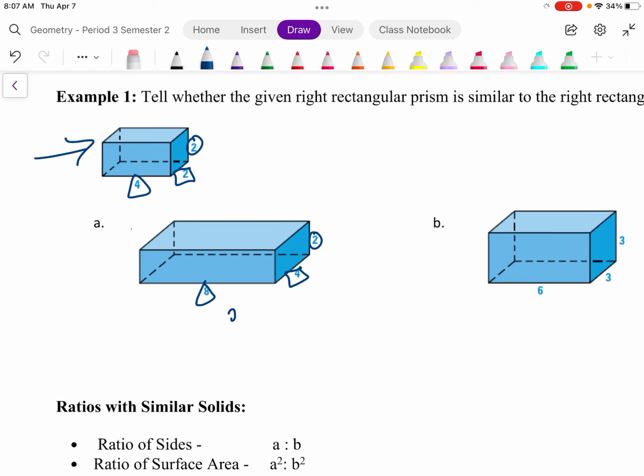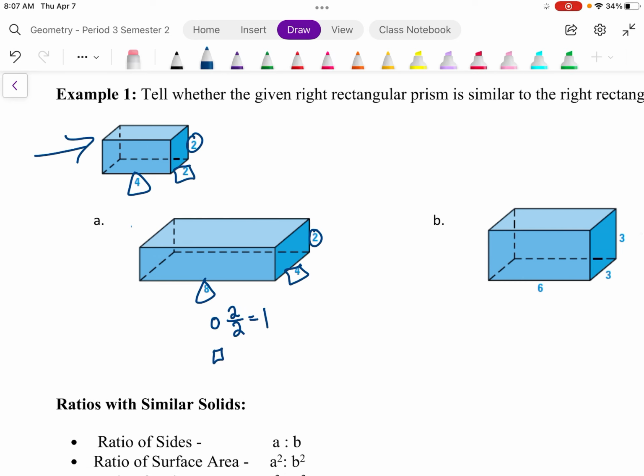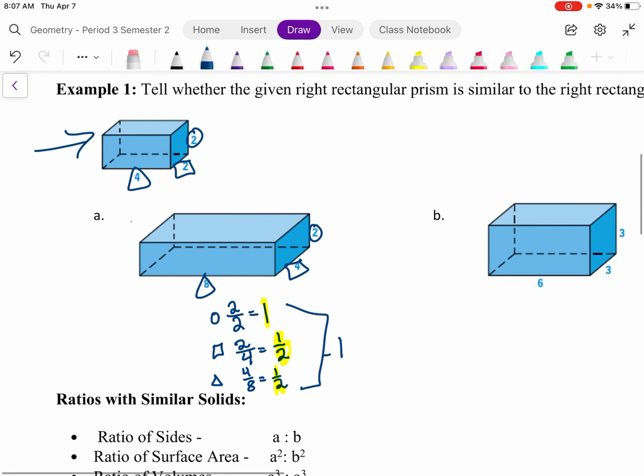For this, we can start with 2 over 2 for the circles, which equals 1. For the squares, we can do 2 over 4, which equals 1/2. And for the triangles, we have 4 over 8, which is also 1/2. Right away, I noticed that two of these are 1/2, but the third one is 1. Because these are not all the same, our shapes are not similar to each other. So for this one, our answer would be not similar.